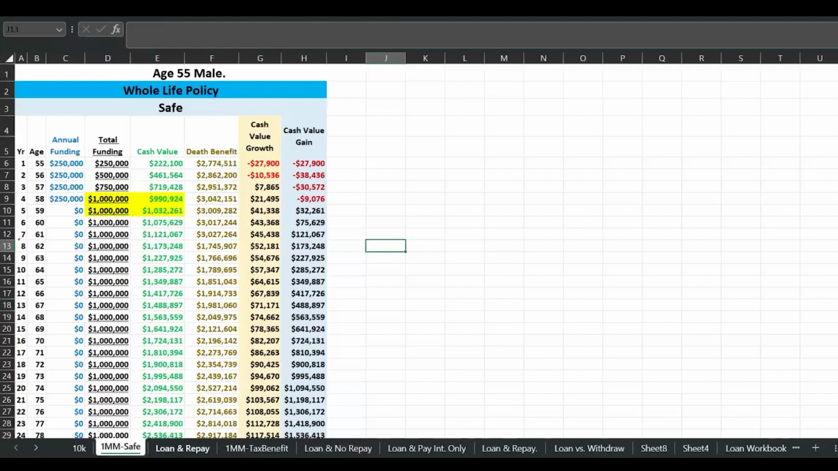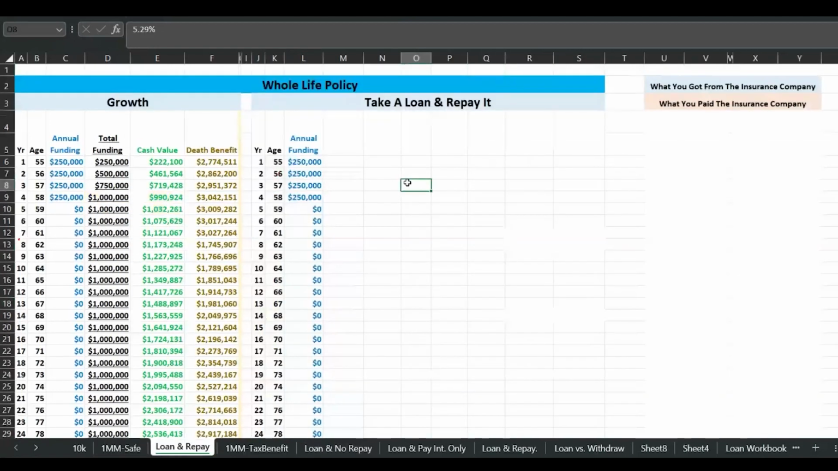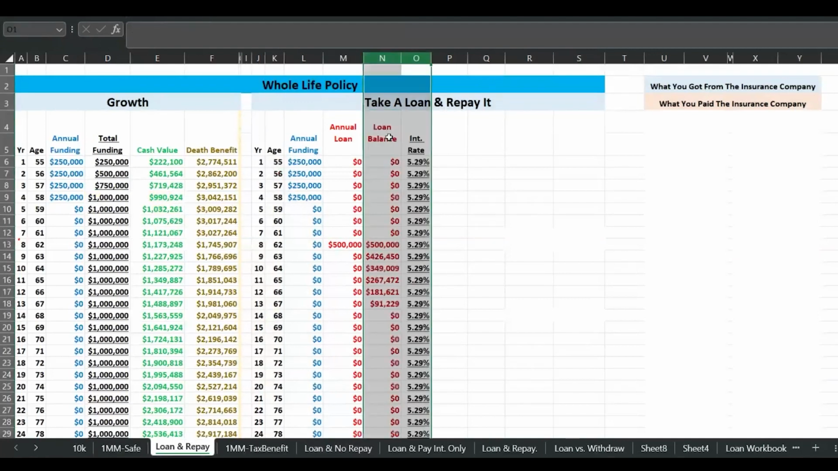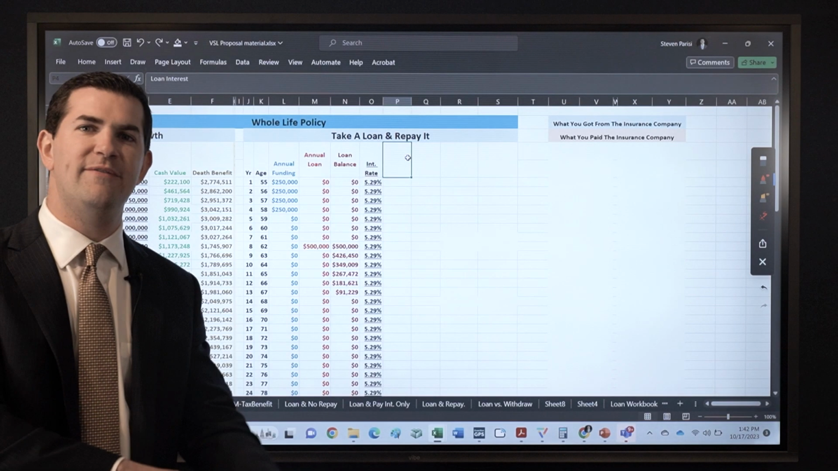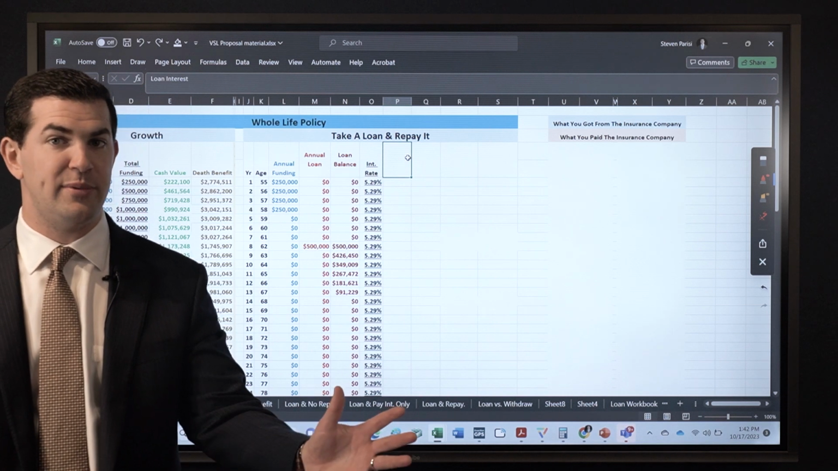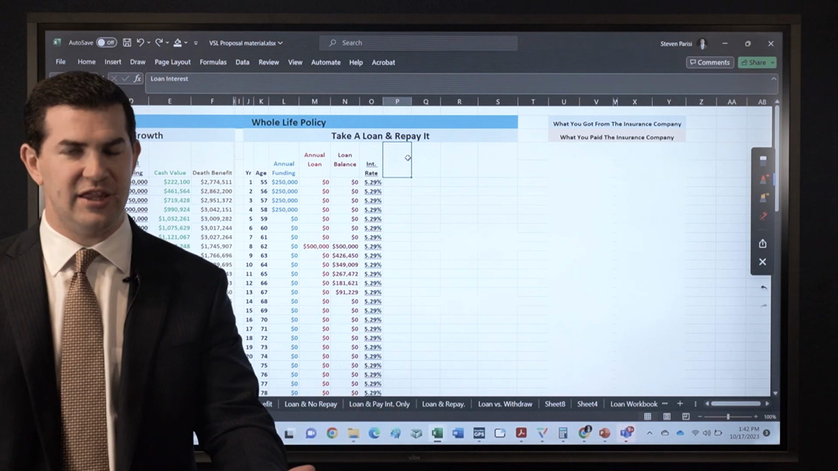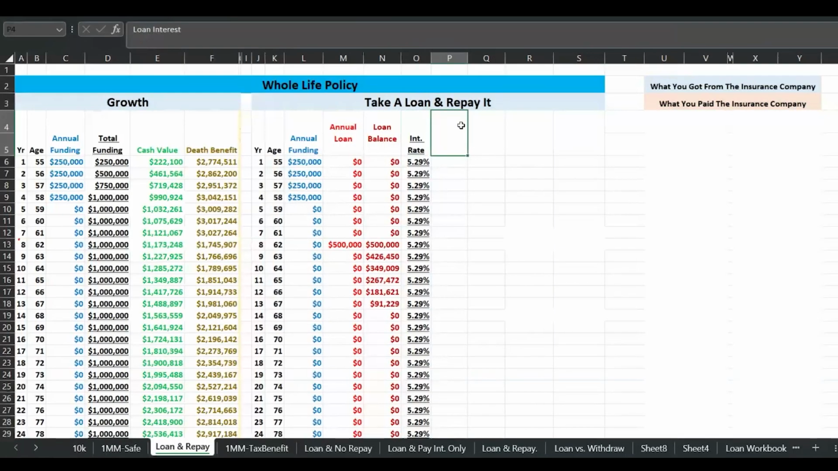So on to the loans. Let's look at the same policy, but with a loan. We're going to take one and then we will repay it. So what we'll look at here is one $500,000 loan in policy year 8. Here's our loan balance along with the loan interest rate. The loan interest rate in October of 2023, when we are shooting this video, is 5.29%. Generally, you'll see loan rates range between 5 and 6%. Sometimes they'll be fixed, sometimes they will be variable. It depends on the company and product that you select. But this is what we're looking at for this specific illustration.